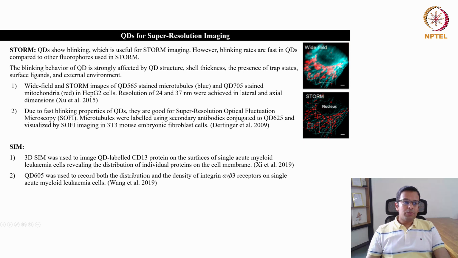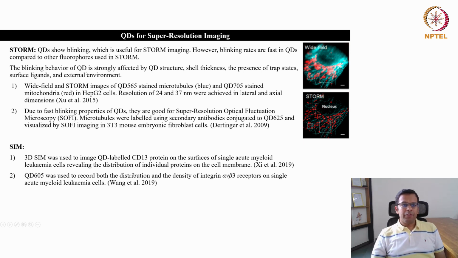Now, how have quantum dots been used for STORM imaging? As such, quantum dots show blinking, which is useful for STORM imaging. However, the blinking rates are fast compared to the traditional dyes that have been used for STORM imaging. This blinking behavior of quantum dots is strongly affected by the quantum dot structure, shell thickness, the presence of trap states, surface ligands, and the external environment. So the blinking rate can be modulated by changing the structure of the quantum dot.